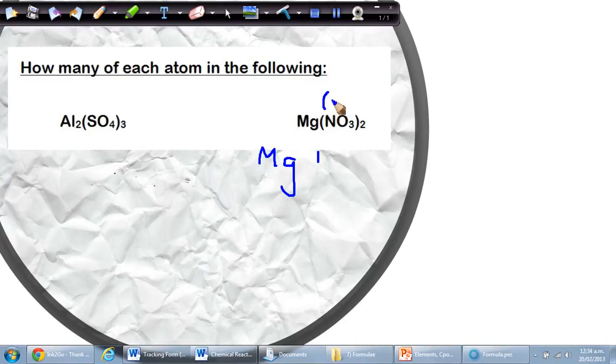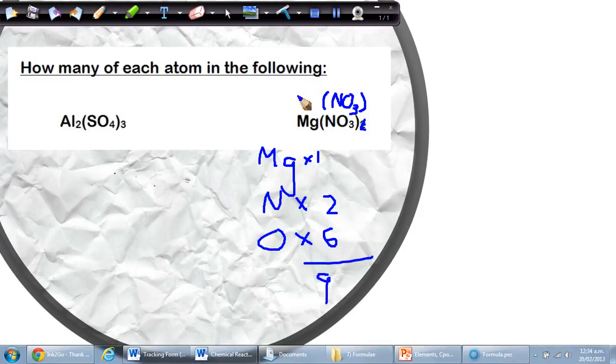So again, doing it my first way. So magnesium, we've just got 1. NO3, we treat that whole thing as a group because it's in brackets. And the 2 tells me I've got 2 of those groups. So I could draw it out like that and just show that I've got 2 of those groups. So we can see here, how many nitrogens have I got now? Nitrogen times 2. And oxygen, well, I've got 3 there, and another set of 3 would be 6. Okay, so the total there is 9. Just adding those up. 1 and 2 is 3, plus 6 is 9.